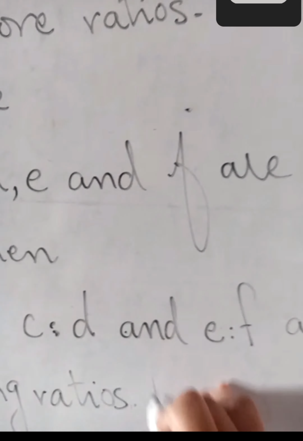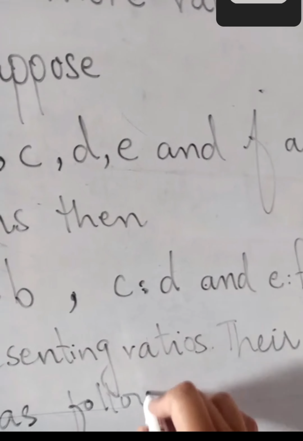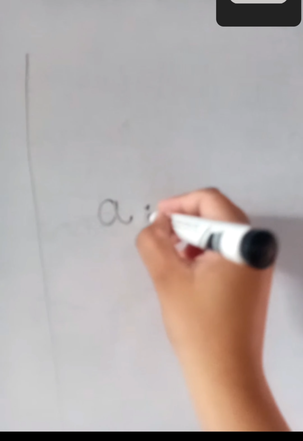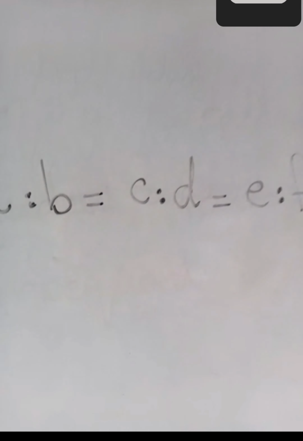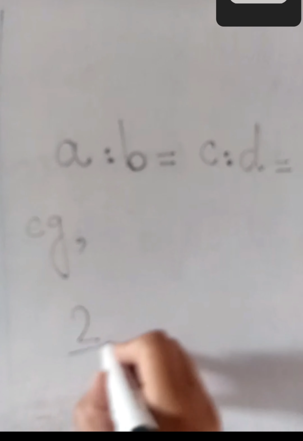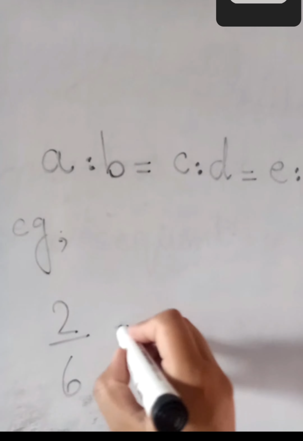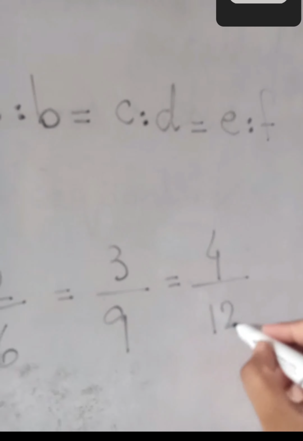Now their proportion is as follows. A ratio B is equals to C ratio D is equals to E ratio F. For example, 2 by 6, 3 by 9, 4 by 12. Are they equal?